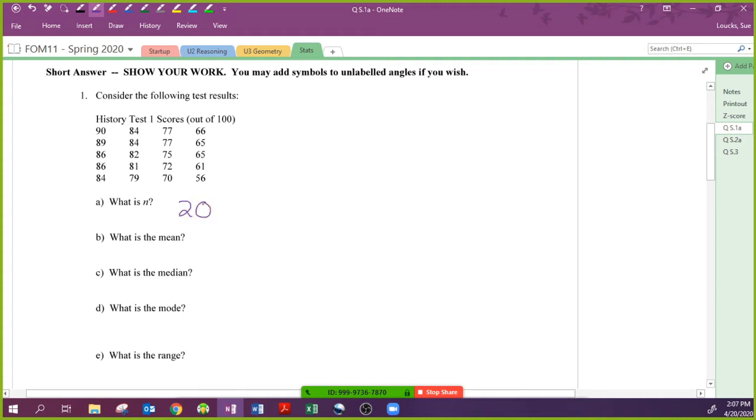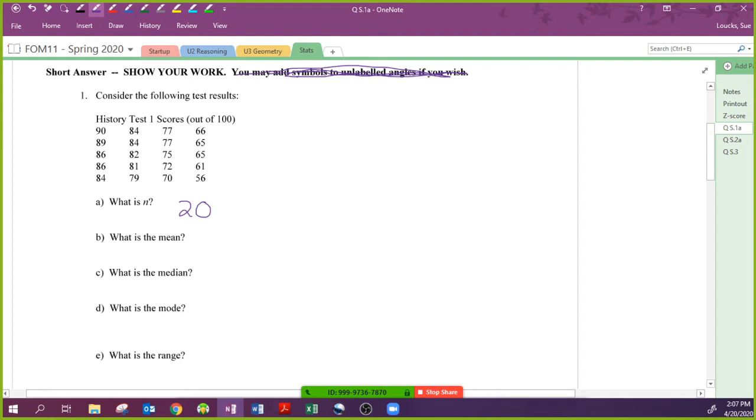The mean, now you did this, sorry, I just noticed it says you may add symbols to any unlabeled angles if you wish. That's what happens when you reuse quizzes. Just edit them. I never noticed that before.